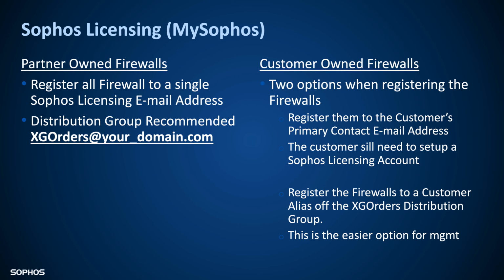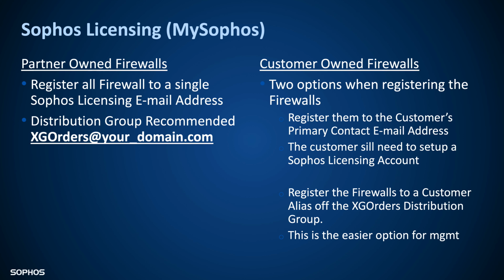So licensing can be done from My Sophos, which is a Sophos licensing portal. If this is a partner-owned device, definitely recommend that you register all of your firewalls under a single email address. You will need to create a new email address for this. I do recommend a distribution list, something in the neighborhood of XG orders or xgmspflex@yourdomain.com. That way everybody can utilize this address and log in.